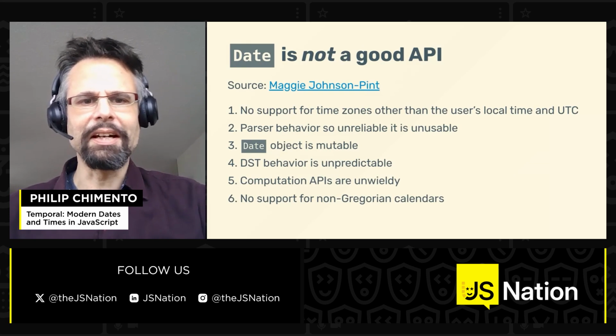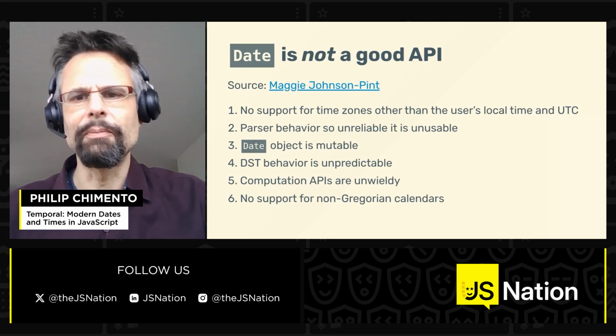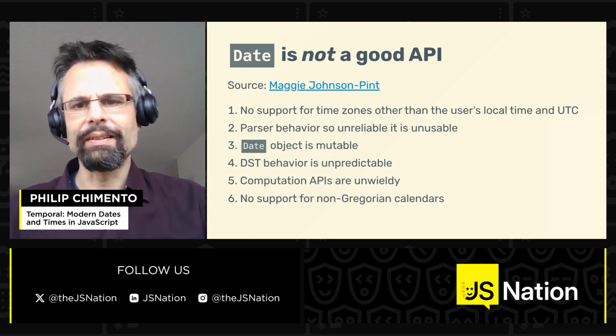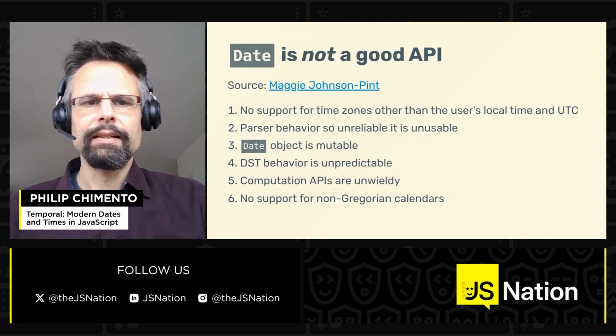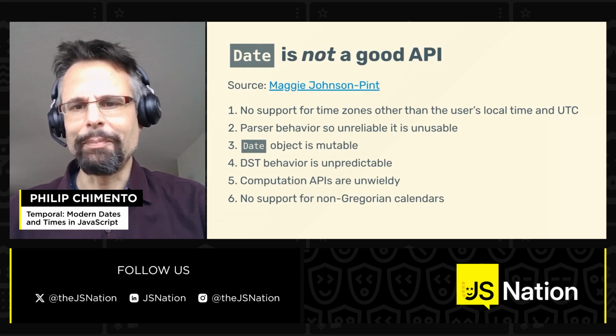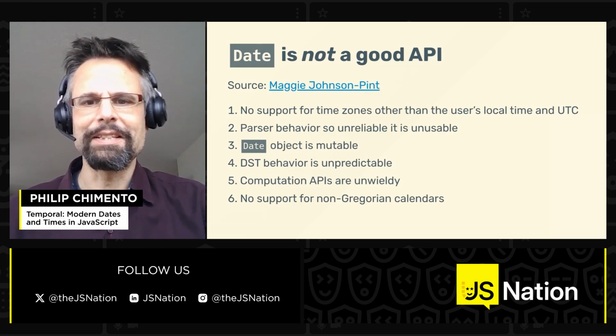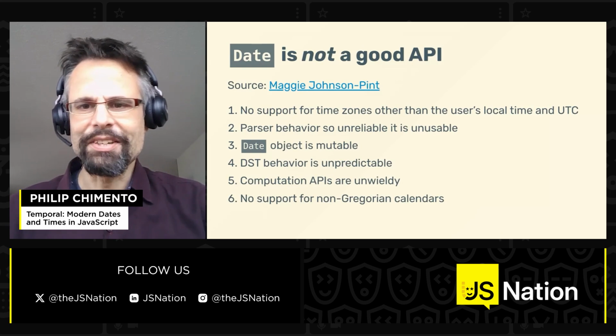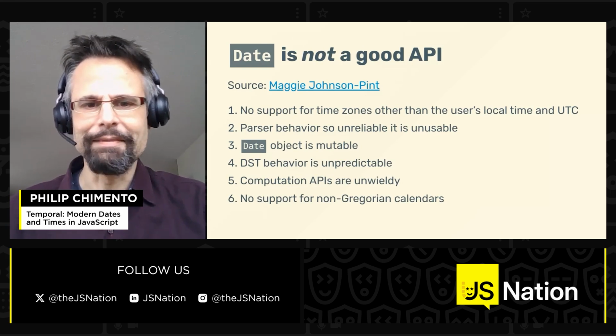Some of them, such as the unwieldy APIs, could be fixed, but others, like mutability, can't be fixed without breaking the web, because there's so much code out there that already relies on the existing behavior. The original JavaScript date was based on a date class from Java, which Java deprecated in 1997 and replaced by something better. And a quarter century later, we're now doing the same thing in JavaScript.